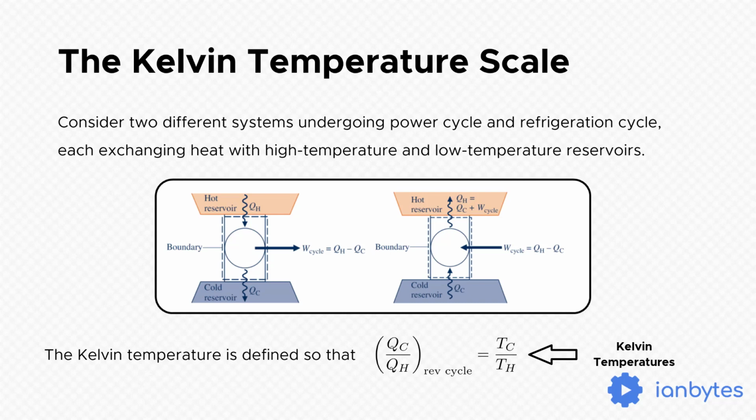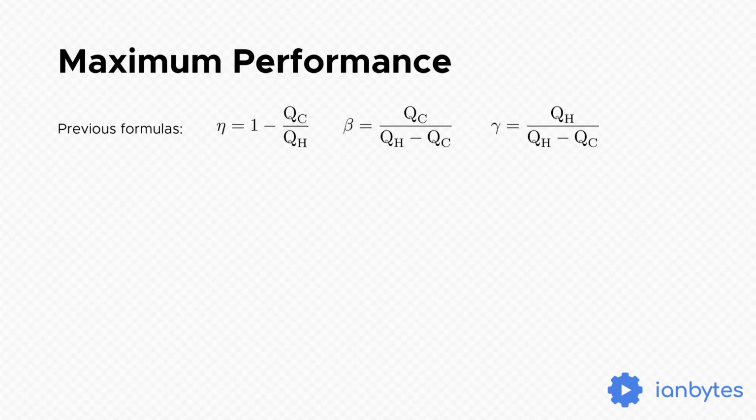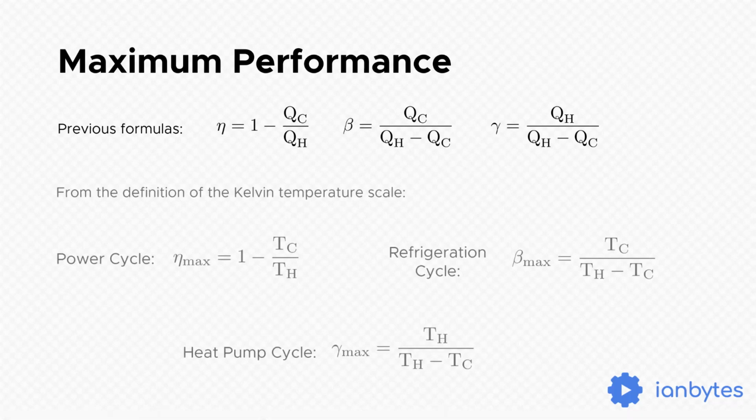Now, let us recall the different formulas for the efficiency in the power cycle, as well as the coefficients of performance for the refrigeration and heat pump cycles. Sinabi natin sa ating previous slide na ang mga heat transfer na ito ay reversible heat transfers. And following the line of thought na ang reversible cycles ay makakapagbigay ng most efficient performances, then we can get the maximum power efficiency and the maximum coefficients of performance as follows.